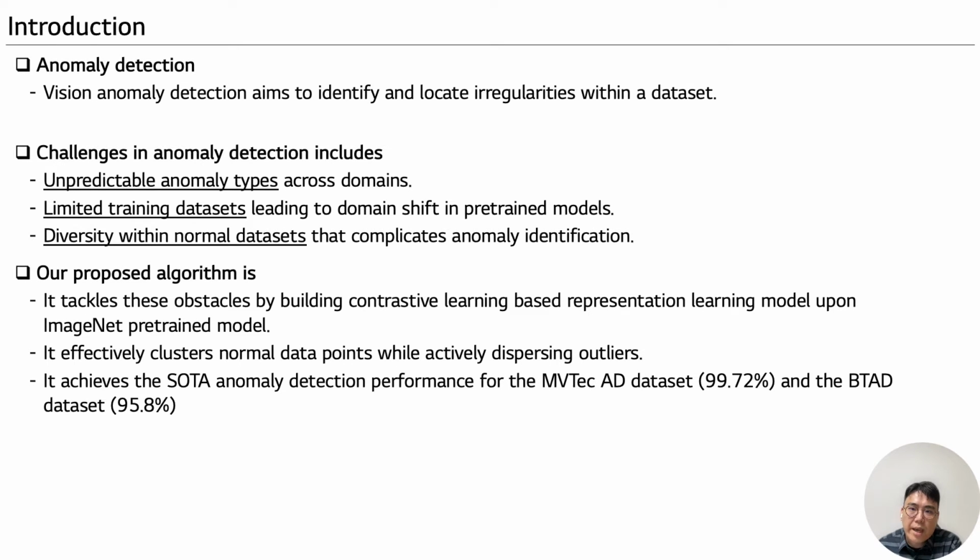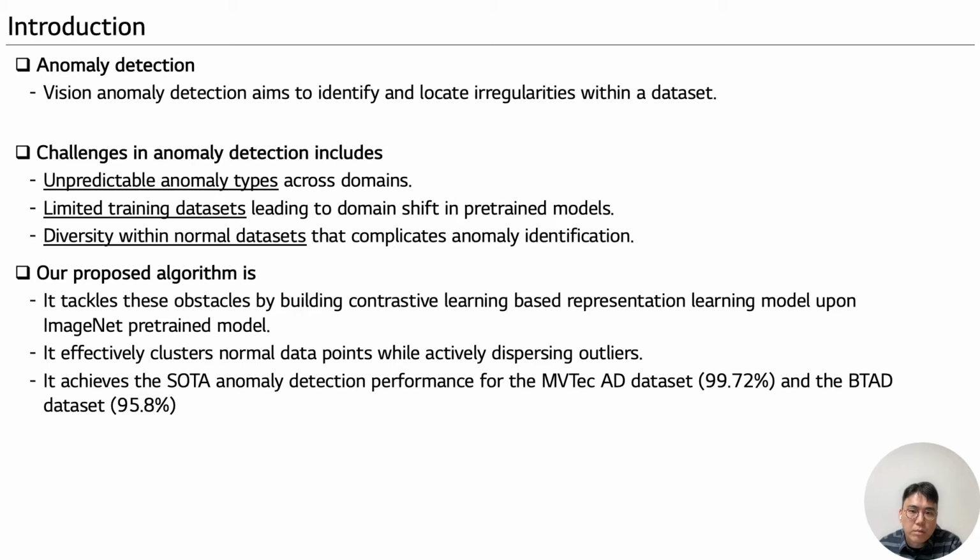Vision anomaly detection aims to identify and locate irregularities within a dataset using only normal images for training. The challenges in anomaly detection are unpredictable anomaly types across the domain and limited training datasets, and diversity within normal datasets makes it difficult to identify anomalies.